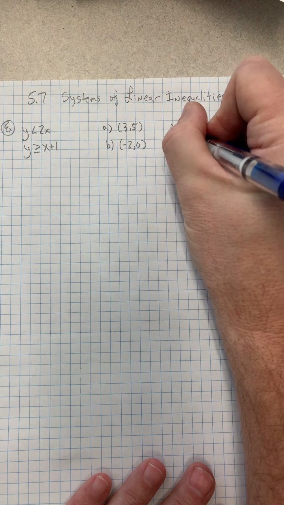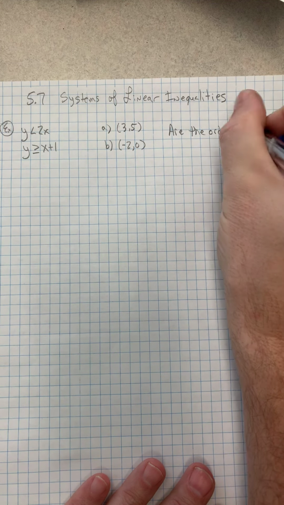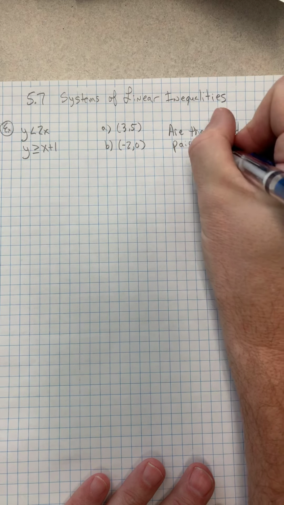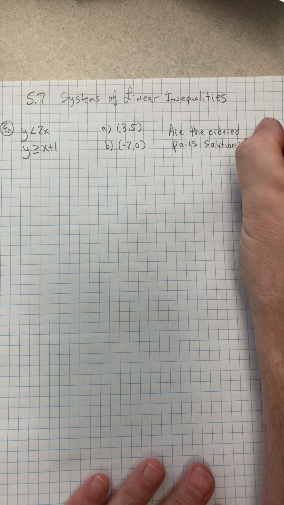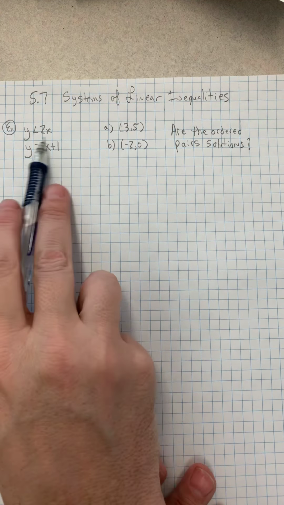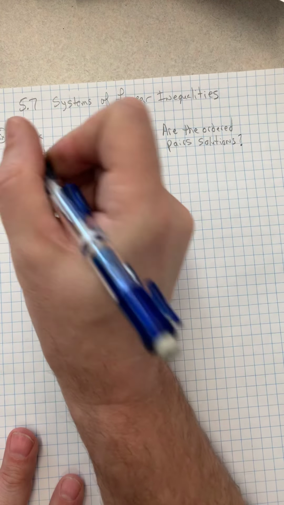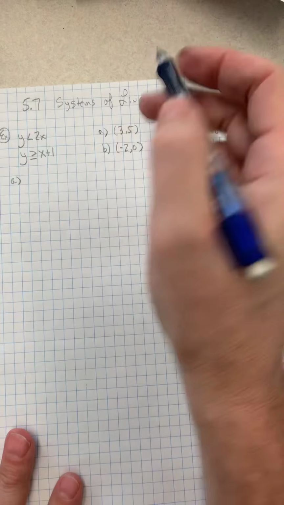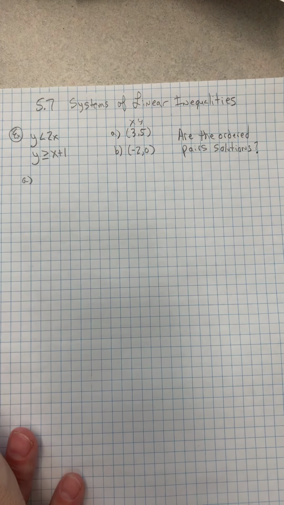Our question is, are the ordered pairs solutions? Remember, in order to be a solution to a system, it needs to be true for both. And that's going to be the case with these inequalities here. So in letter A, I have an x, I have a y. I'm going to do exactly what I did before, except now I just need to test it in both of them. It needs to be true in both.